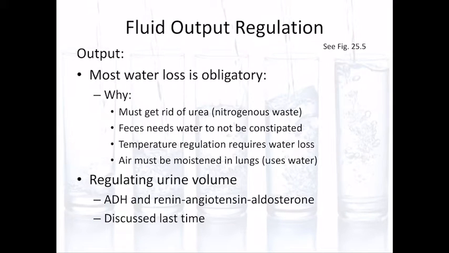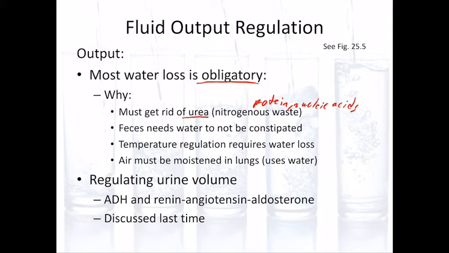So how do we control this total body water? We need to keep things quite precise as far as where they are. But every day we're required to lose water for multiple reasons. Water loss is obligatory, meaning that we have to do it. We have to get rid of urea, our nitrogenous waste product from breaking down protein. When we break down protein, as well as nucleic acids, we have nitrogenous waste, and we've got to get rid of that urea.